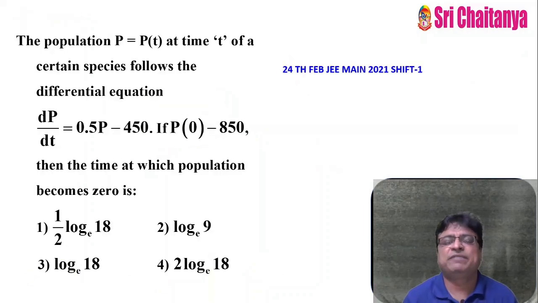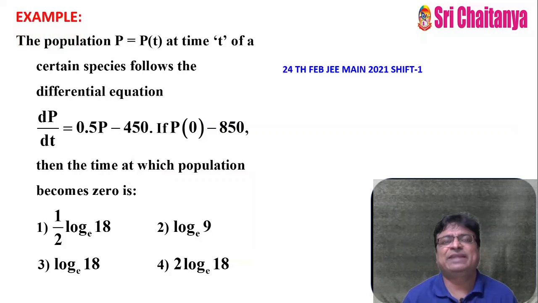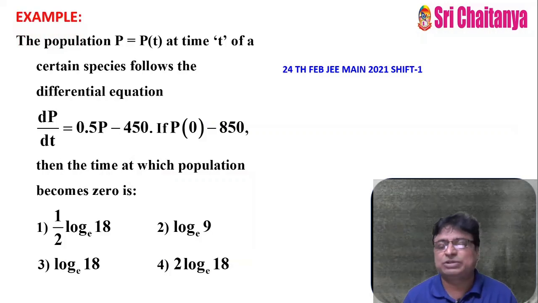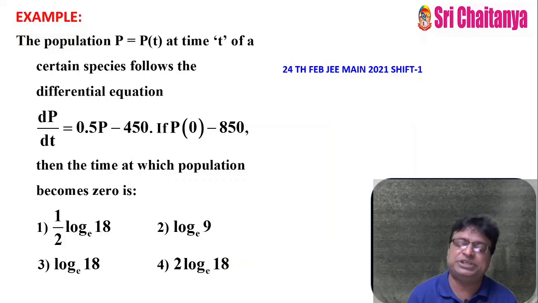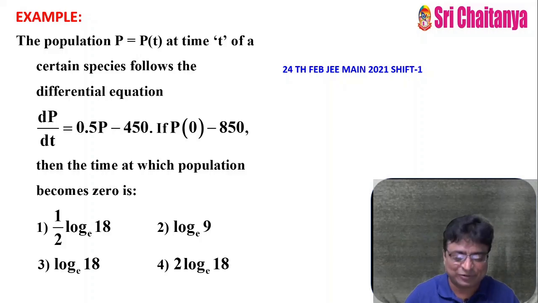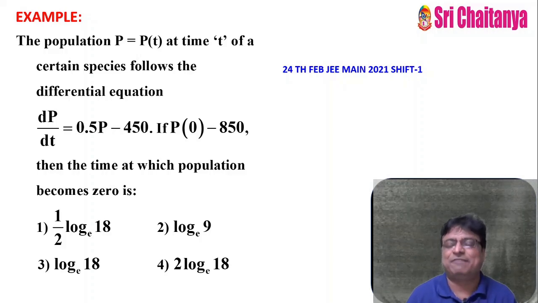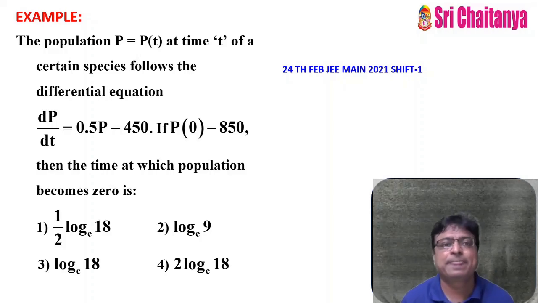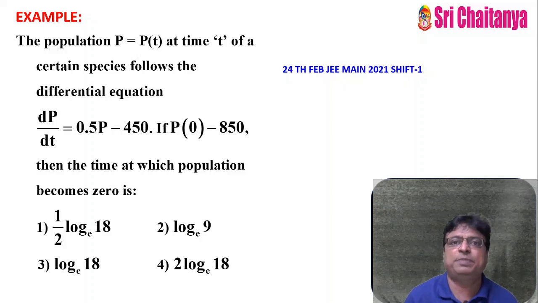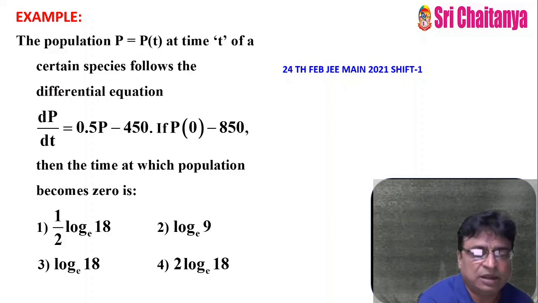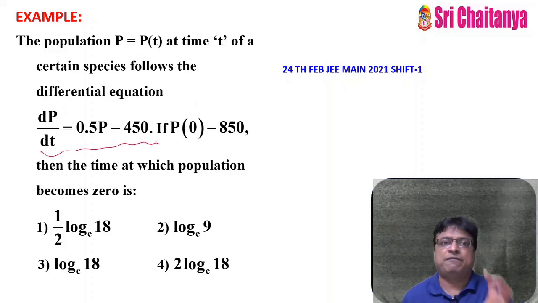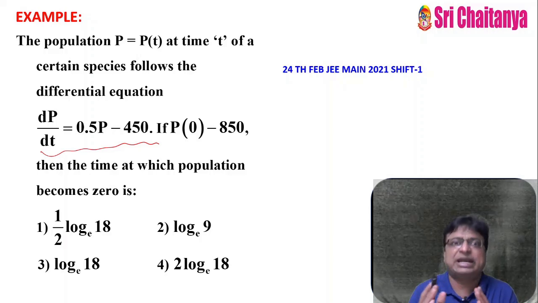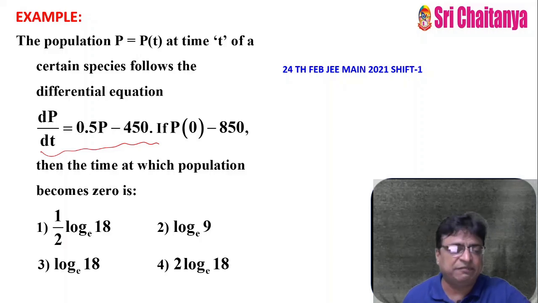Now, my friends, this is about another model. And this question they asked in the 24th February JEE main examination. This is also another application of variable separable method. What they are asking: the population P equal to P of T at a time T of a certain species follows the differential equation. So the population at a particular time is given in the form of the differential equation.